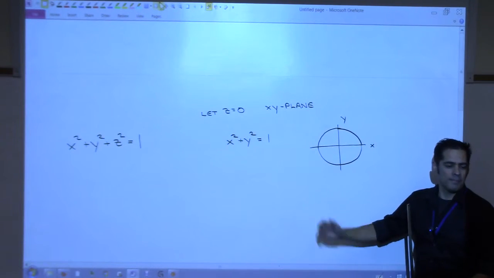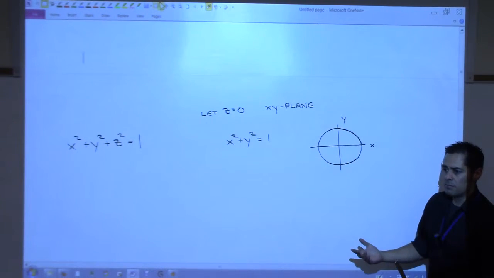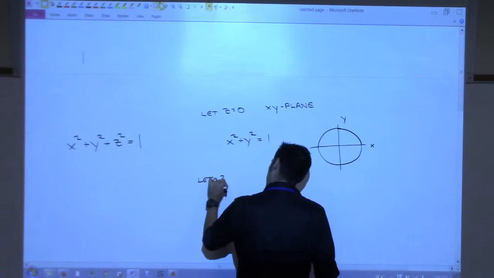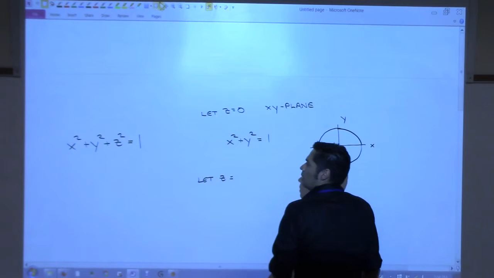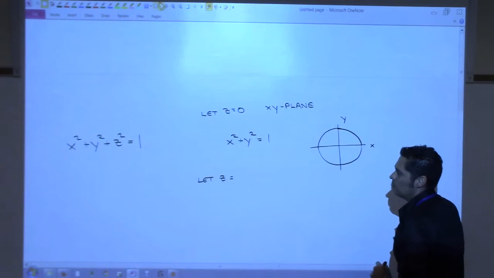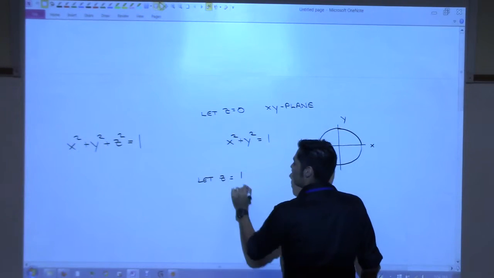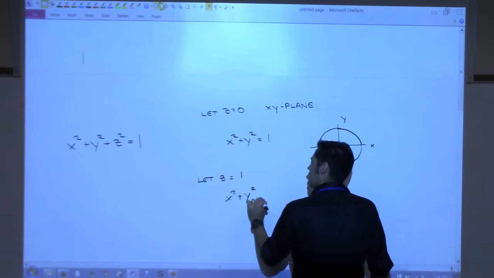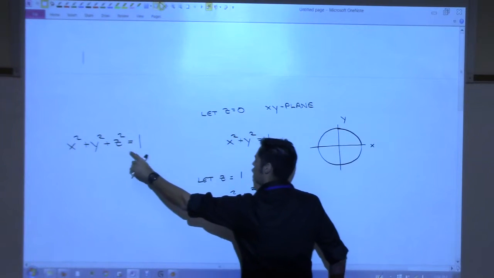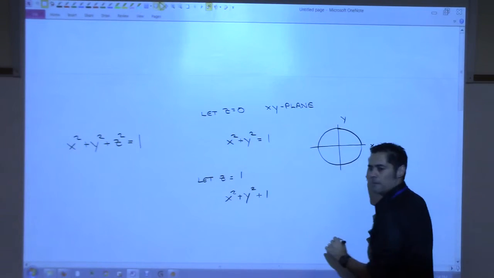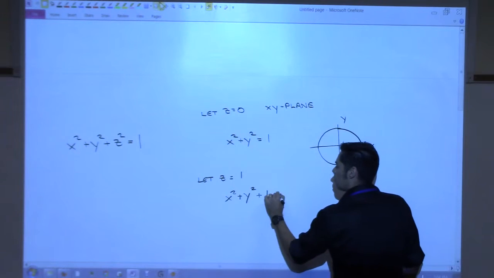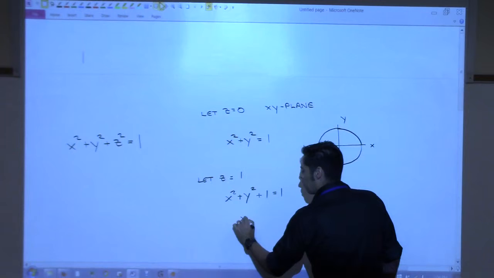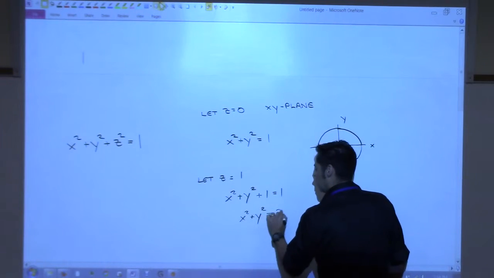Now what I'd like to do is move up a little bit and look at another slice. So let's change z. What would happen if I change z? Let z be, let's let z be 1, just to see what happens. What would we get? x squared plus y squared, z is 1, right? So 1 squared is 1, equals 1. And what would that be? x squared plus y squared equals 0.